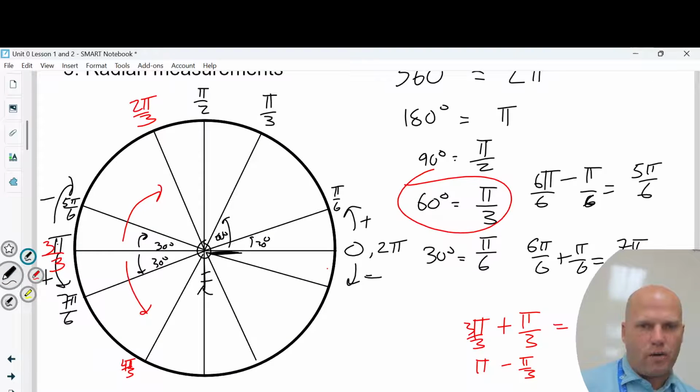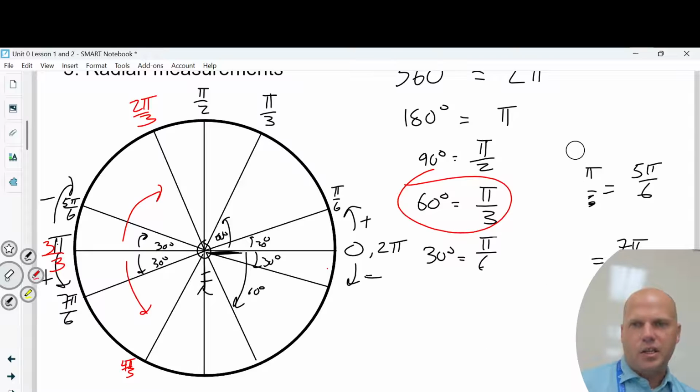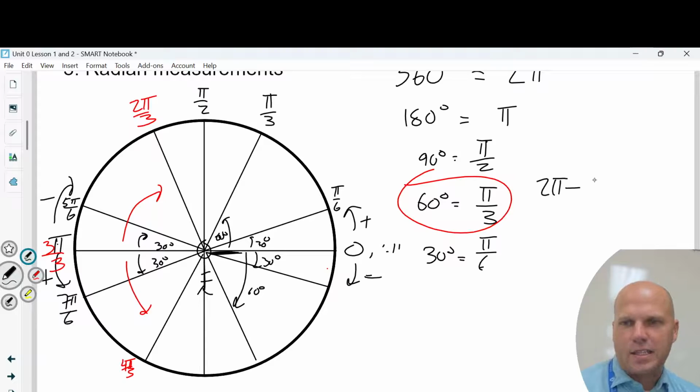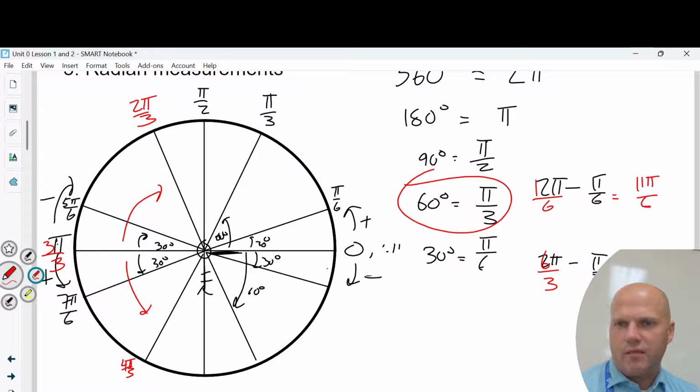Well, I'm going to go all the way around to 2 pi and subtract 30 degrees and subtract 60 degrees. I'm going to do the same process, only I have to go all the way around to 2 pi. I'm going to take 2 pi and subtract pi over 6, and take 2 pi and subtract pi over 3. Well, 2 pi is 12 pi over 6's, or 2 pi is 6 pi over 3's. All of a sudden, I get 11 pi over 6, and I get 5 pi over 3.